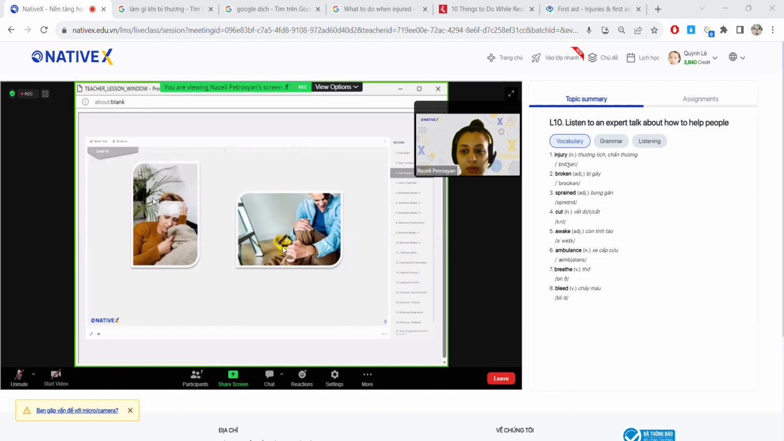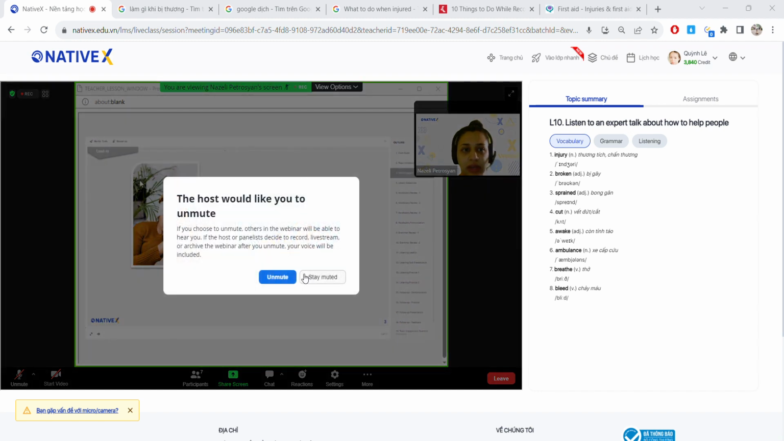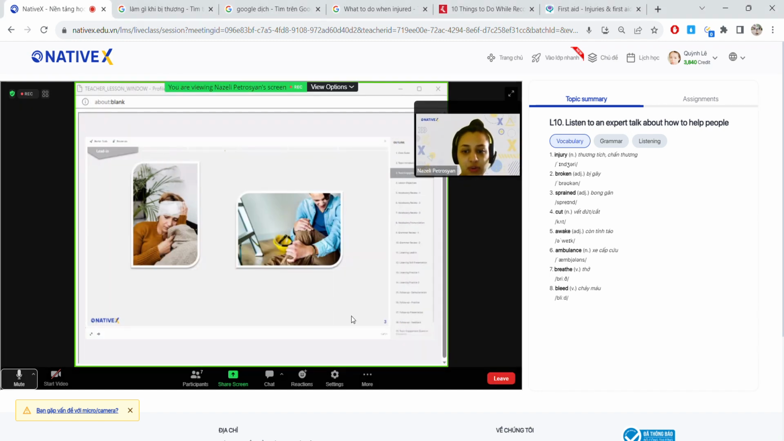Okay, so here we have two pictures. So I will ask Queen, what can you see in picture one? Yes, in picture one, I see people have an injury in the head. Okay, you're absolutely right. Very good. So, Lynn, what can you see in picture two? Tell me, please.